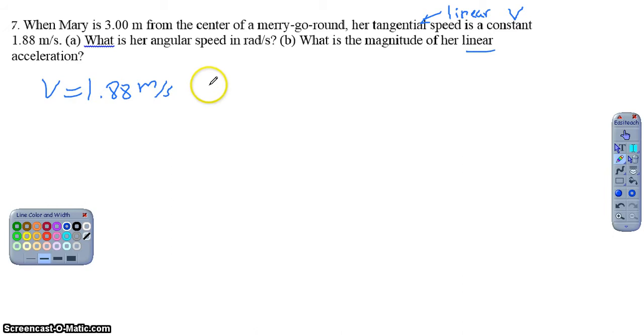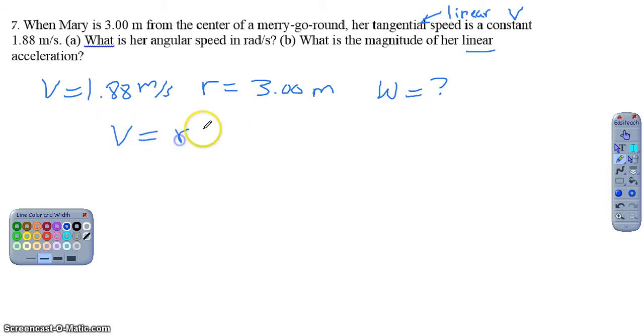So we know her v is 1.88 meters per second. They tell us the radius, how far she is from the center of rotation, 3.00 meters. So the question is, what is her angular speed? Well, we're looking for w, her rotational motion. Just like we've seen a couple times now for linear distance to angular displacement, we want to be comfortable relating linear velocity to angular velocity. The relationship for that is just v equals r times w.